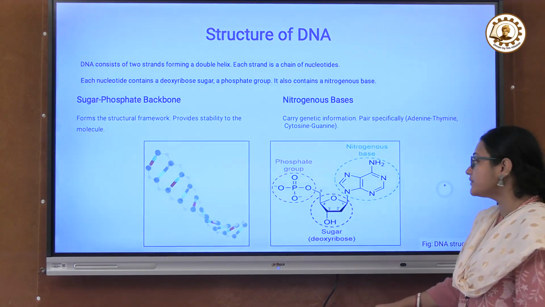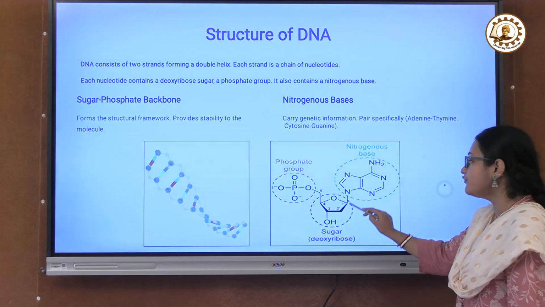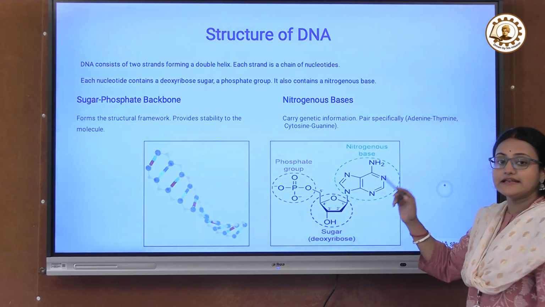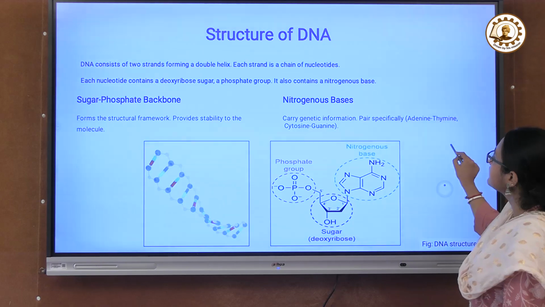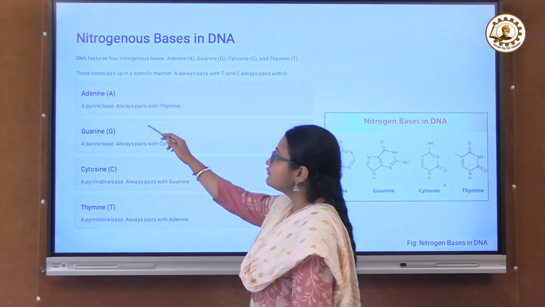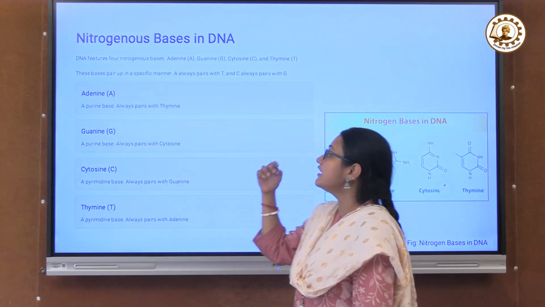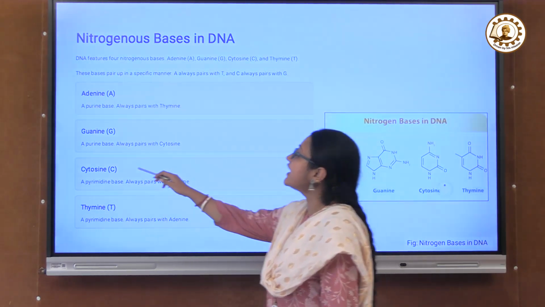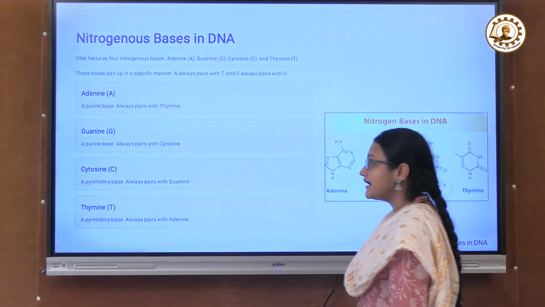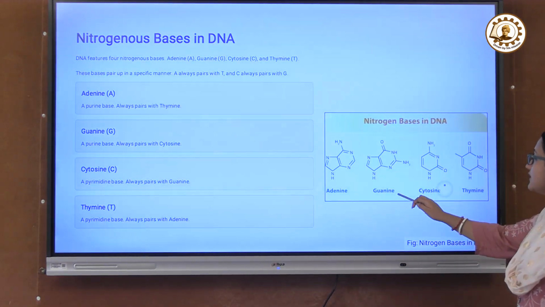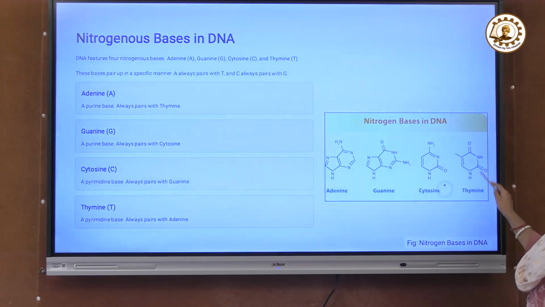You can see there are 5 carbons: 1, 2, 3, 4, 5. And these are the nitrogen groups. It depends on A, T, G, C. It varies. The nitrogen bases: adenine, which is called a purine, and guanine, which is also a purine. Cytosine and thymine are the pyrimidines. So this is the structure of adenine, guanine, cytosine and thymine.